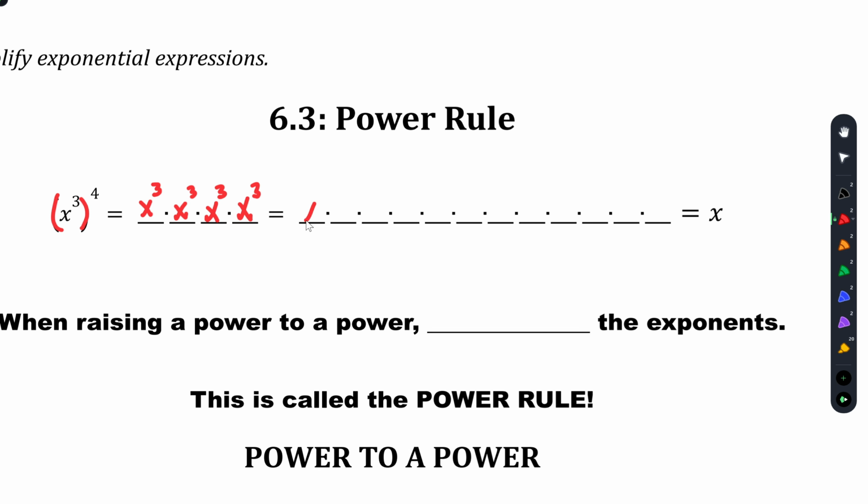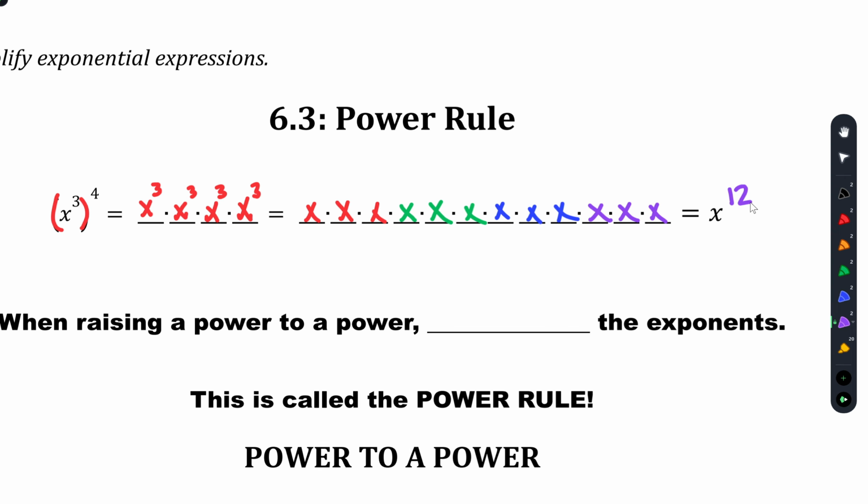So I could rewrite this as x times x times x times x. Each one of those x to the thirds is 3 x's, right? Now, if I condense that back together, if I squish them back together, how many total x's did I end up with? The answer should be 12.